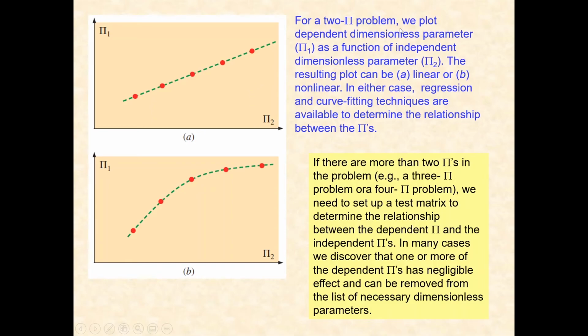For a two-pi problem, we plot the dependent dimensionless parameter pi 1 as a function of the independent dimensionless parameter pi 2. The resulting plot can be A, linear, or B, nonlinear. In either case, regression and computing techniques are available to determine the relationship between the pi's. So basically, we have 5 experiments. This is an experiment, for example, where we have a linear relation between pi 1 and pi 2. If it's not linear, we just need to find the fitting. Basically, when you want to find the result at one location in between, you can just do interpolation, and then we can translate it back into the dimensional parameters.